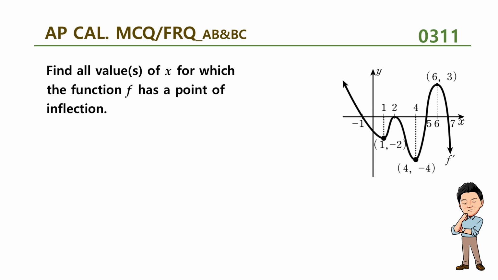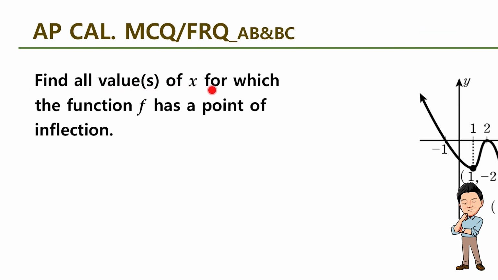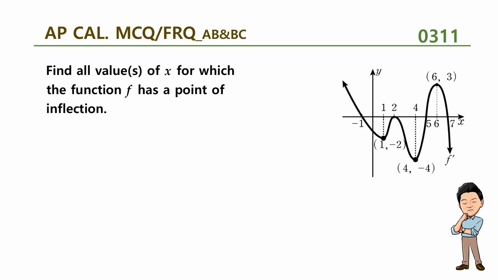Question 311. Find all values of x for which the function f has a point of inflection. The graph of f has a point of inflection whenever f double prime changes its sign from positive to negative or negative to positive, right? Let's say we have a number line here.